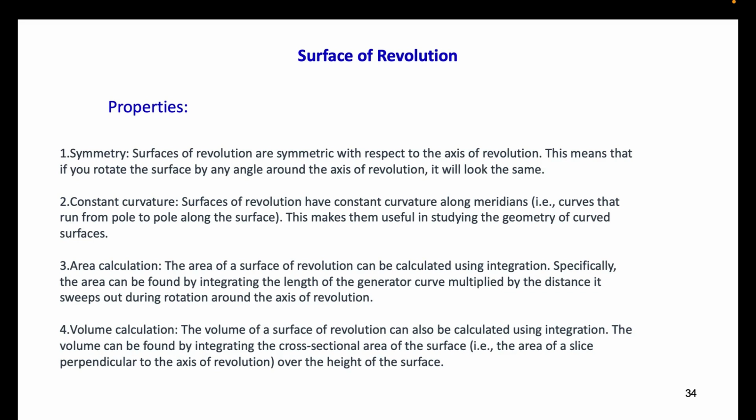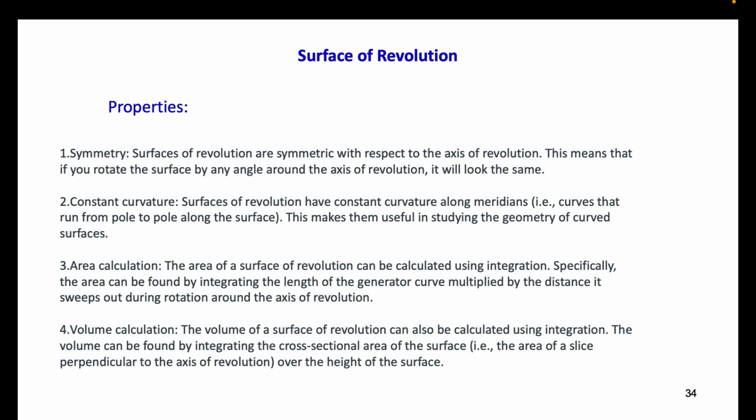First, the symmetry. Surfaces of revolution are symmetric with respect to the axis of revolution. This means that if you rotate the surface by any angle around the axis of revolution, it will look the same. Second, they have constant curvature. Surfaces of revolution have constant curvature along meridians, that is, curves that run from pole to pole along the surface. This makes them useful in studying the geometry of curved surfaces.